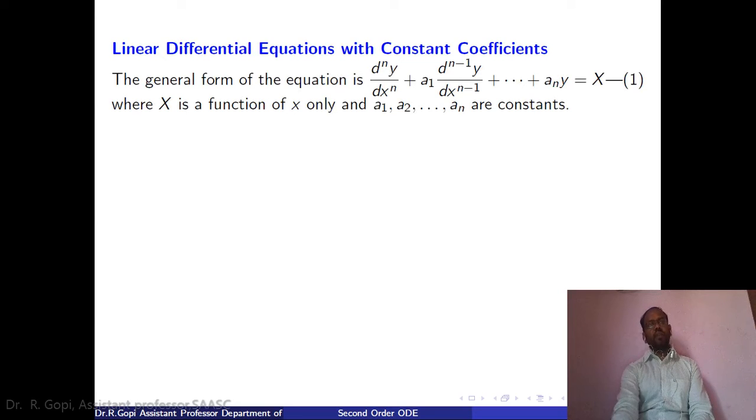The general form of the equation is d^n y/dx^n plus a1 d^(n-1) y/dx^(n-1) and so on, plus an y equal to capital X, where capital X is a function of x, and a1, a2, ..., an are real constants.